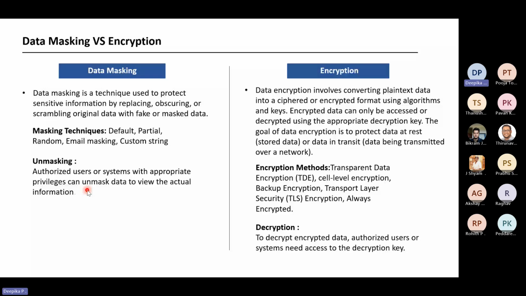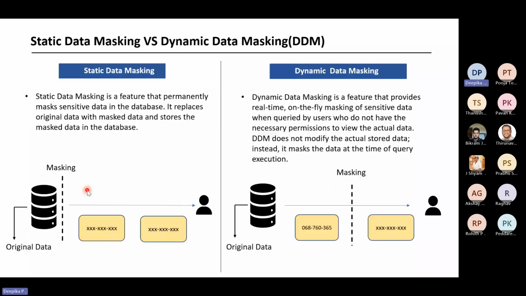So let's move on to the data masking types: static data masking and dynamic data masking. Static data masking will mask the sensitive data permanently in the database. So the masking happens at the database level.